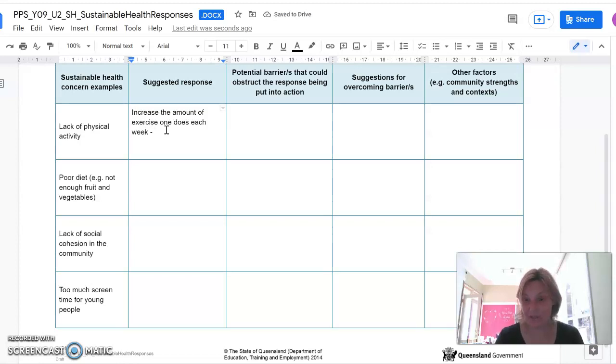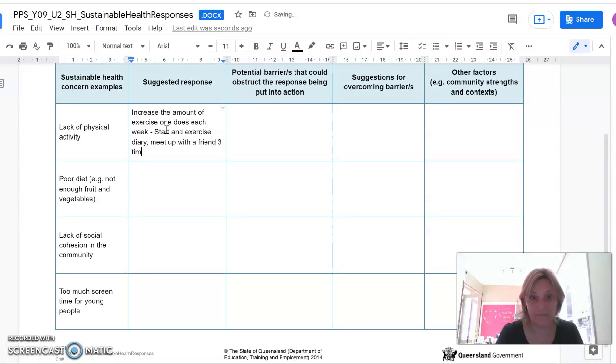How are we going to get people to do that? It might be that they start an exercise diary, or they might meet up with a friend maybe 3 times a week for a walk. Because we do know that during our lockdown COVID, it's a bit hard to meet up with people, but we are allowed to go for a walk with someone or to exercise with someone. So let's have a look at the next bit.